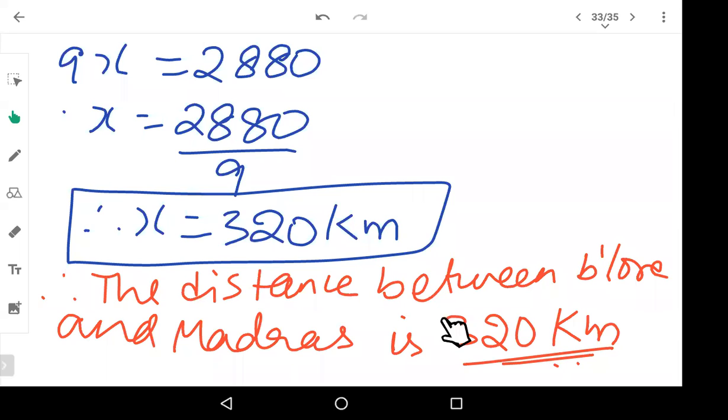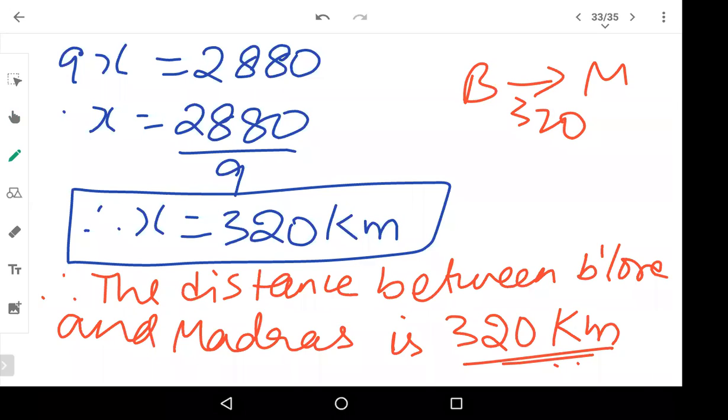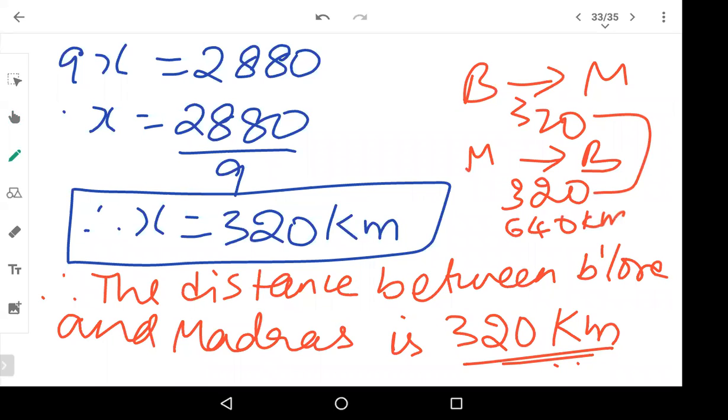Now if you see here, the distance between Bangalore and Madras is 320 kilometers. And this is only one way, Bangalore to Madras is 320. But here he is coming back. Yes, correct, Lakshmi, 320 plus 320. Why is it 320 plus 320? He is coming back, so Madras to Bangalore is also 320 kilometers. He is going and coming back. So 320 plus 320 will give me 640 kilometers. So the total number of kilometers the salesman has traveled is 640 kilometers.